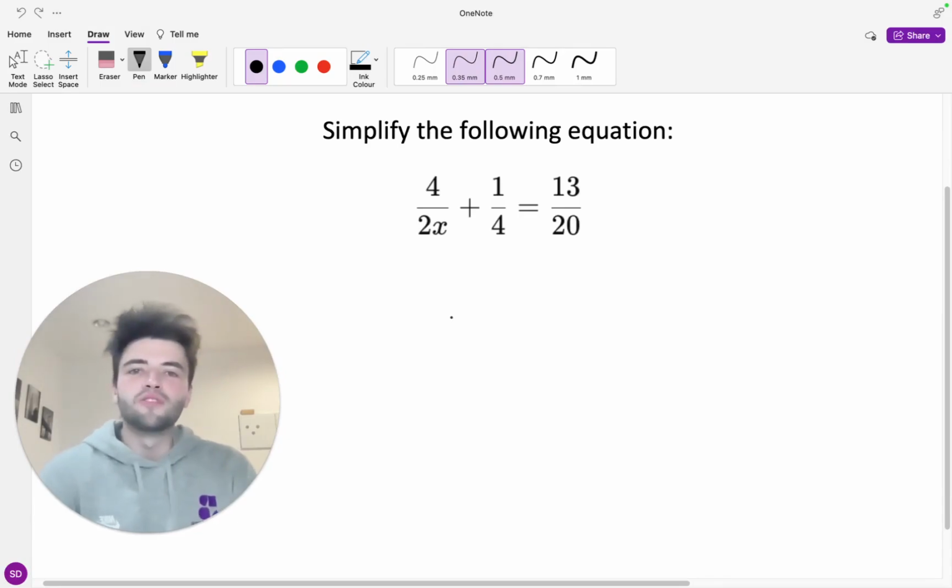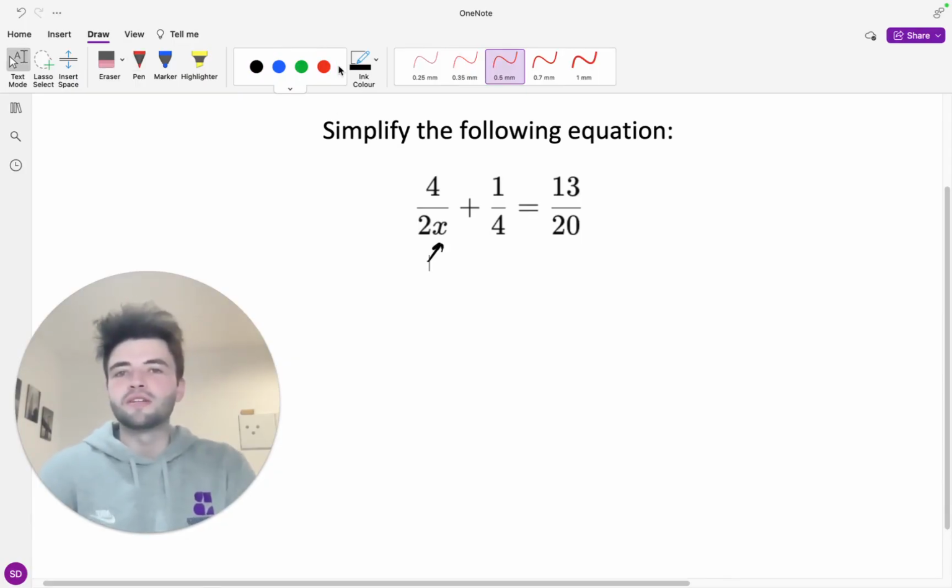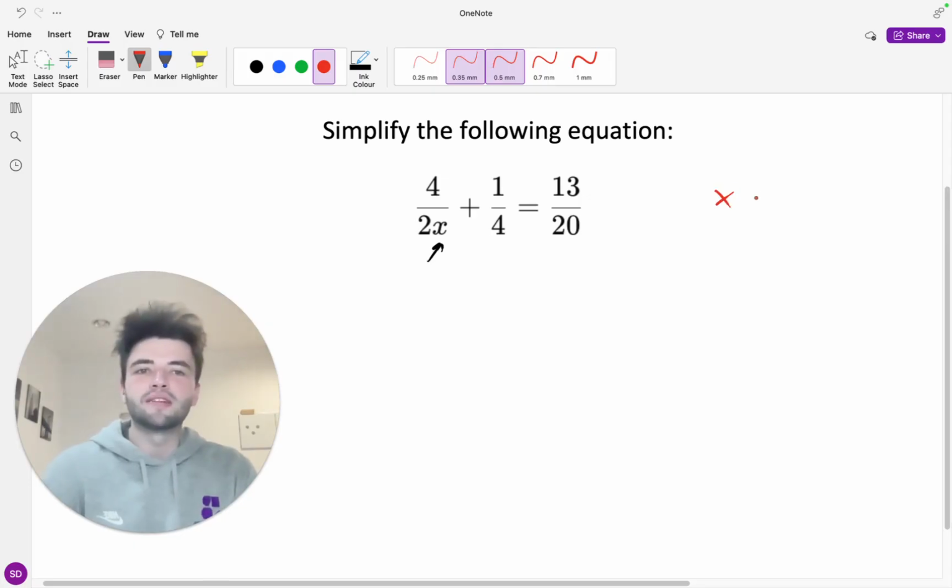So here we're asked to simplify the following equation, and you can see that we've got a few different terms here, and one of them involves x. So what is meant by simplification here is just going to be to get a situation where we've got x on the left hand side and then numbers or fractions or whatever on the right hand side. And so that's going to be kind of what we're aiming for, is an equation that looks like this.